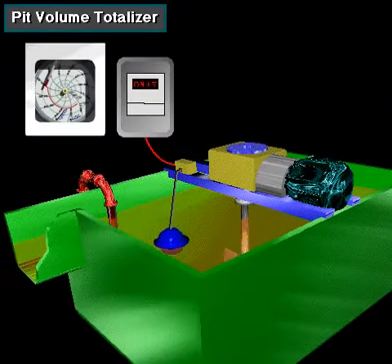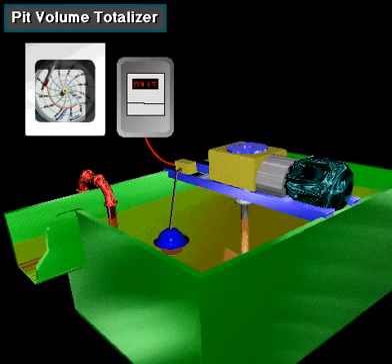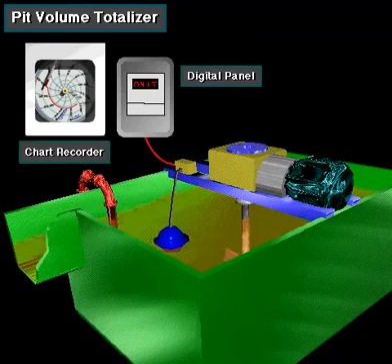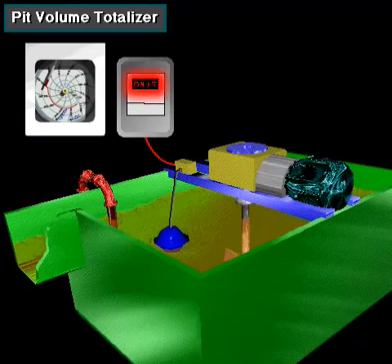A pit volume totalizer, or PVT, alerts the driller to changes in the level of mud in the tanks. A float in each tank rises or falls if the mud level rises or falls. For example, if the level rises, the rising floats send a signal to a recorder and to a digital panel on the rig floor. The panel alerts the driller of the rise.